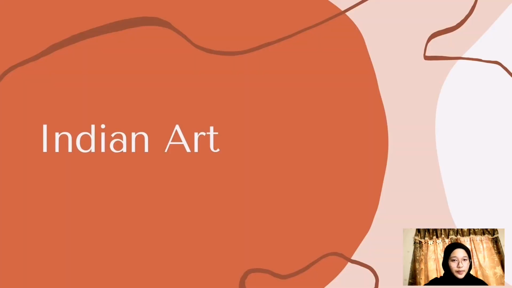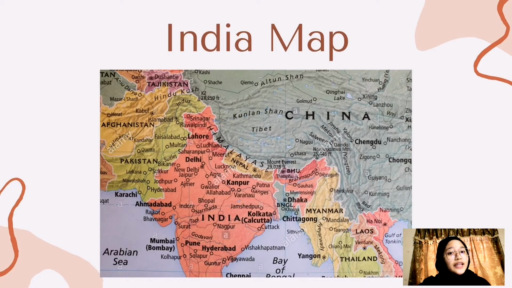So now let's talk about Indian art. India is located in southern Asia. It is bordered by the Arabian Sea, Lakshadweep Sea, and the Bay of Bengal to the south, Bhutan, Nepal, China, and Pakistan to the north, and Bangladesh and Myanmar to the east. I'm explaining in great detail in case some of you forgot that India is part of Asia.